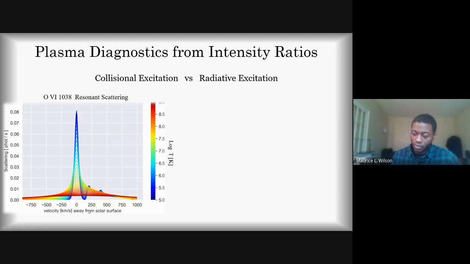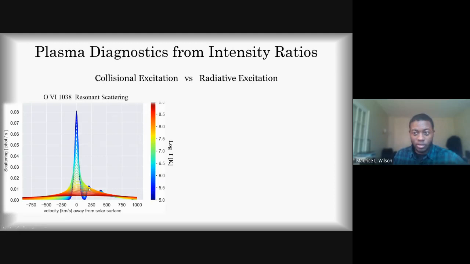And these are atomic models showing how, as the material is moving away from the sun, the emission profile changes. The color bar is just temperature. As the temperature gets hotter, thermal broadening occurs, so the red stuff is broader. Don't focus on that. Just focus on the blue stuff, the 10 to the 5 Kelvin emission line profile. At the rest or laboratory frame, you get just your solar disk emission line. But the CME is moving, obviously, so it has a velocity.